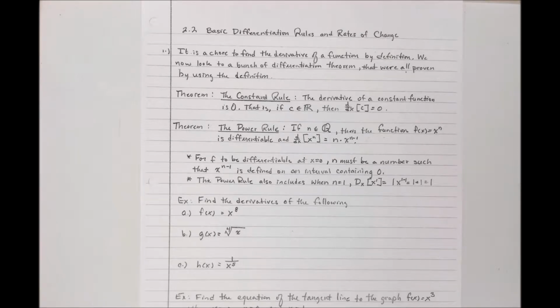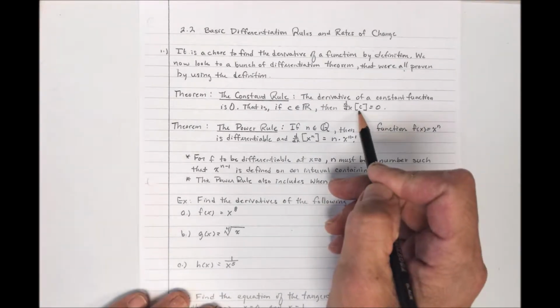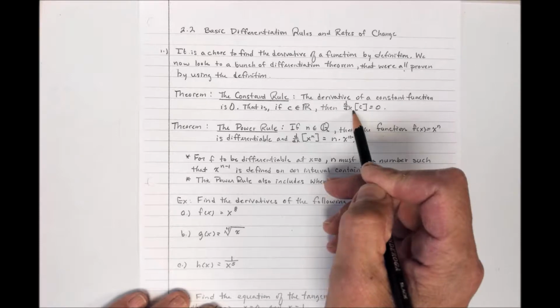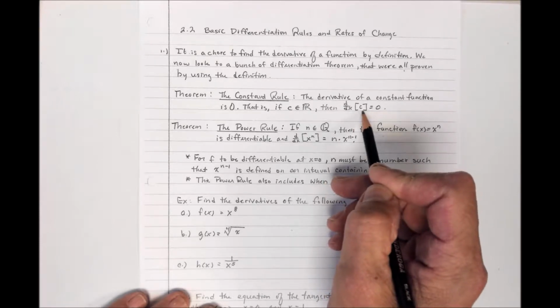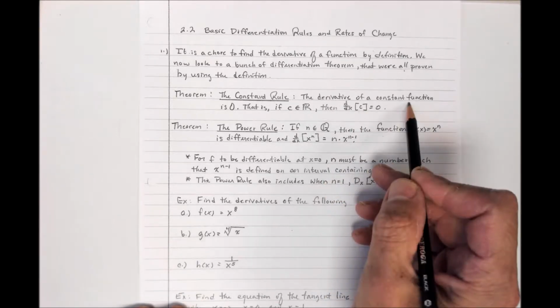The first theorem has to do with the constant rule. And the constant rule, now think about what this is saying. A function that's a constant, y equals 5, y equals -3, that's a horizontal line. The tangent line would also be horizontal, so the slope would be 0. So it would only make sense that if we took the derivative with respect to x of a constant c, we should get 0. So the derivative of a constant function is 0.